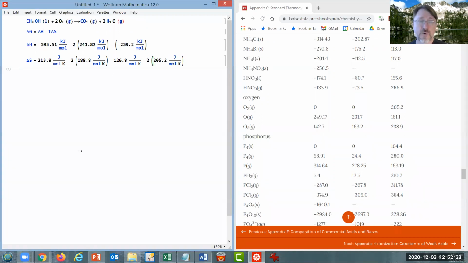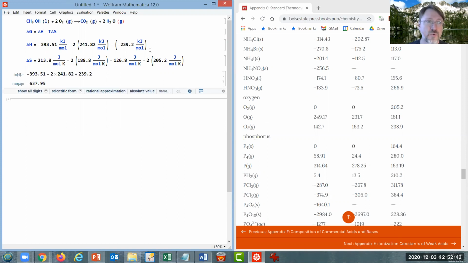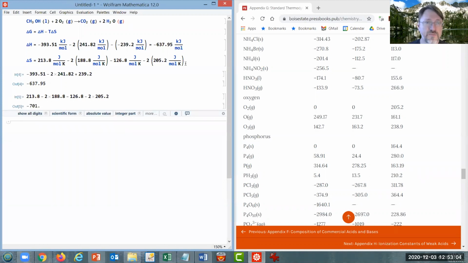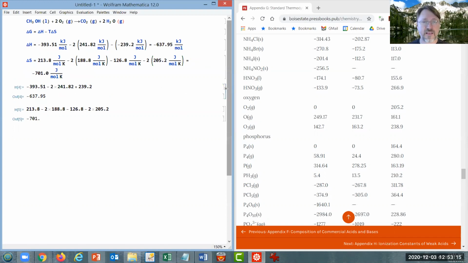So our delta H is going to be negative 393.51 minus 2 times 241.82 minus a negative, so plus 239.2. And so we get a delta H for the reaction of minus 637.95 kilojoules per mole. For our delta S, 213.8 minus 2 times 188.8 minus 126.8 minus 2 times 205.2. We find that we have minus 701.0 joules per mole Kelvin, for, excuse me, equals that right there. Now, did I do all of that right?